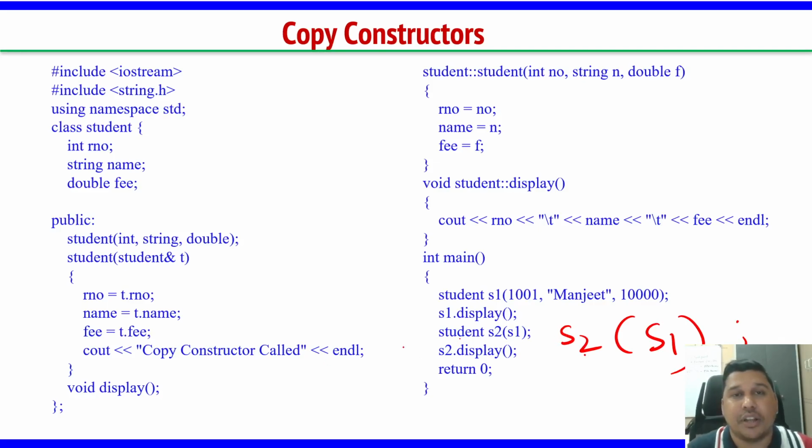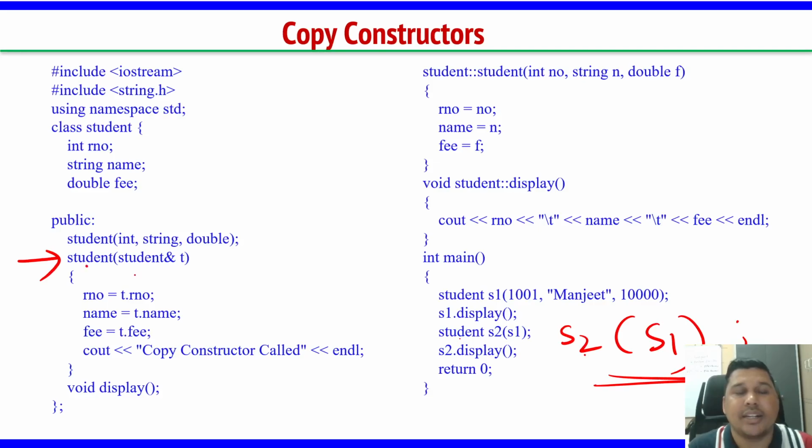If there is a copy constructor defined, that will be executed when I write like this. But if there is no copy constructor defined, it will automatically copy. So I have written it here explicitly like this.